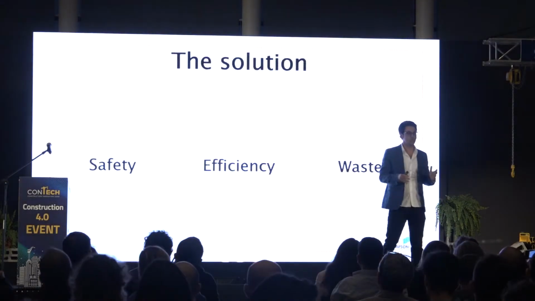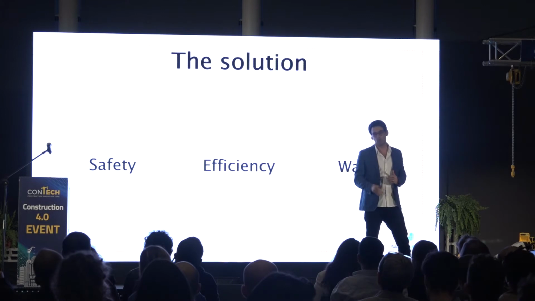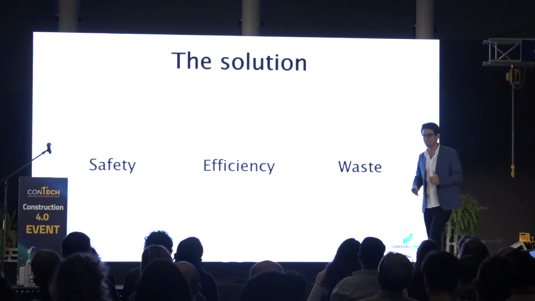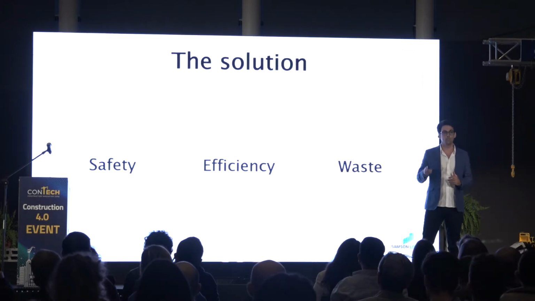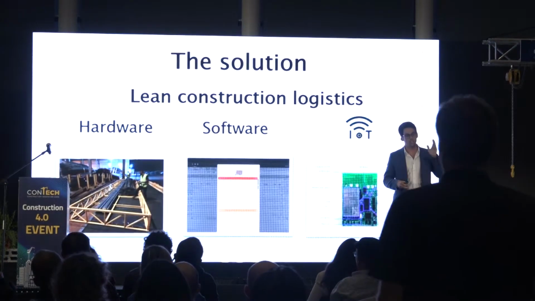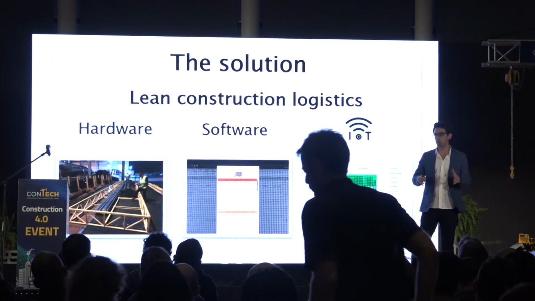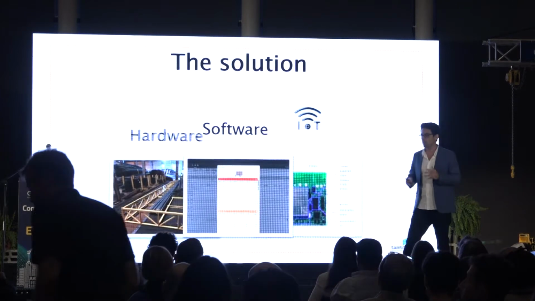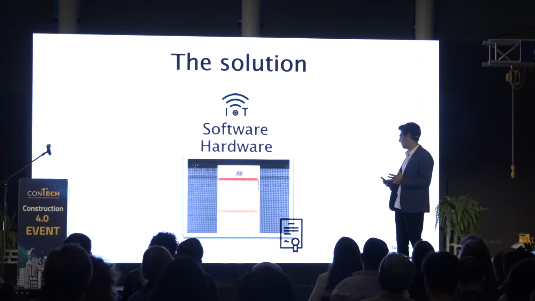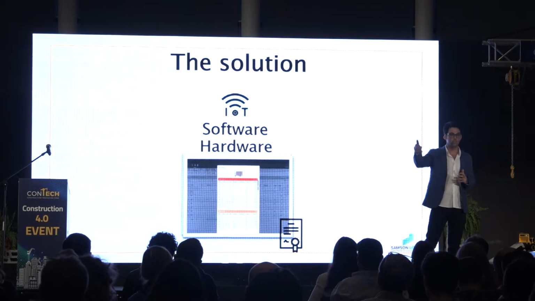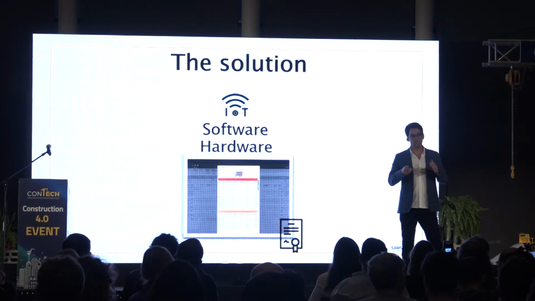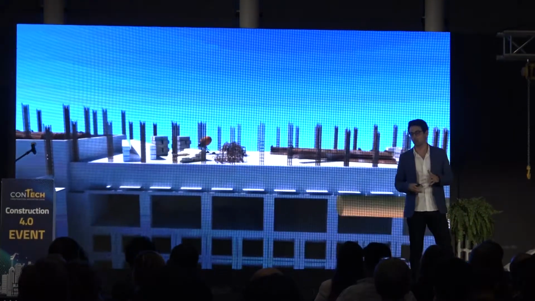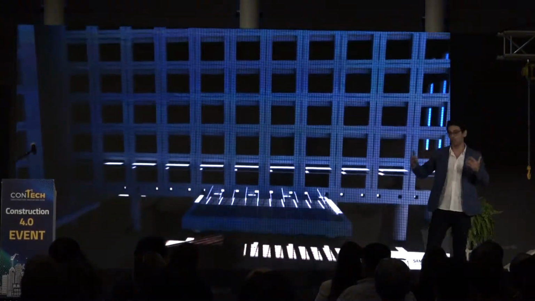So what is the solution to the problems I introduced before you? The safety, the efficiency, and the waste. Our solution is lean construction logistics that is built out of a few parts: hardware, software, and IoT, all of them working together in synergy with a written patent on all of our products. So allow me to take you through a little tour on how the materials move in our solution.